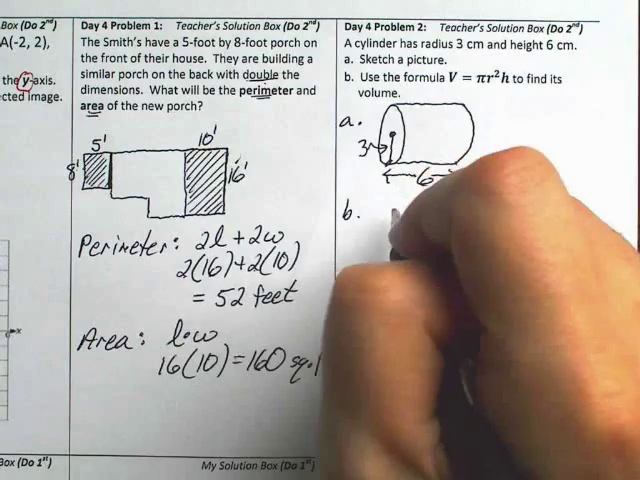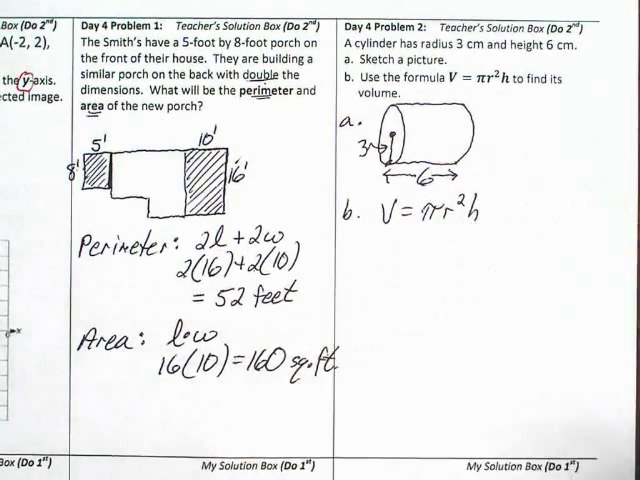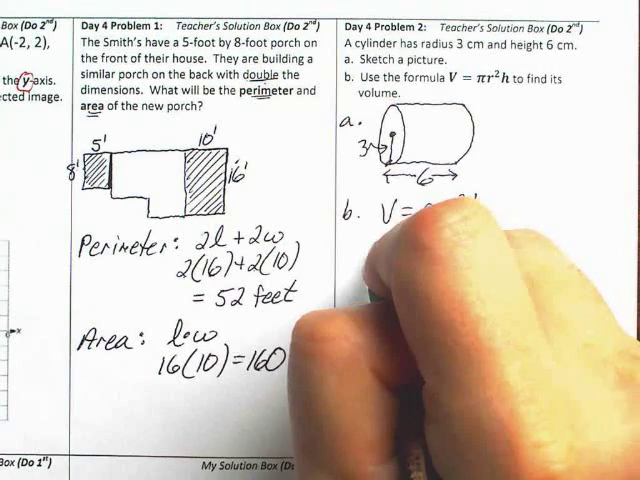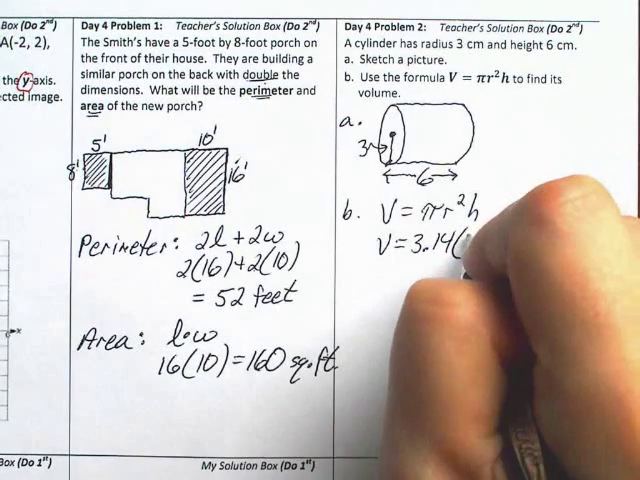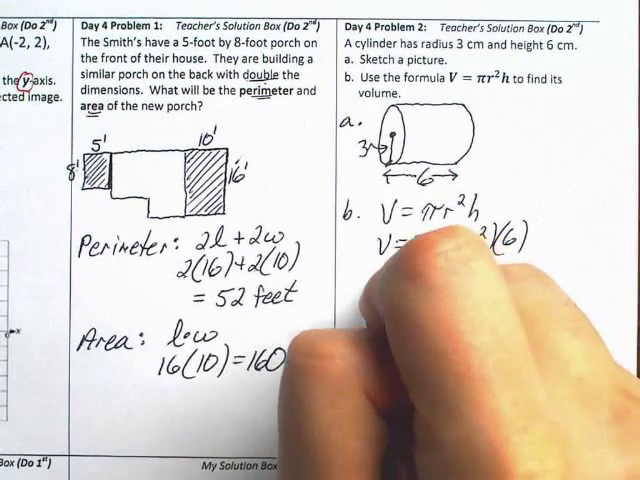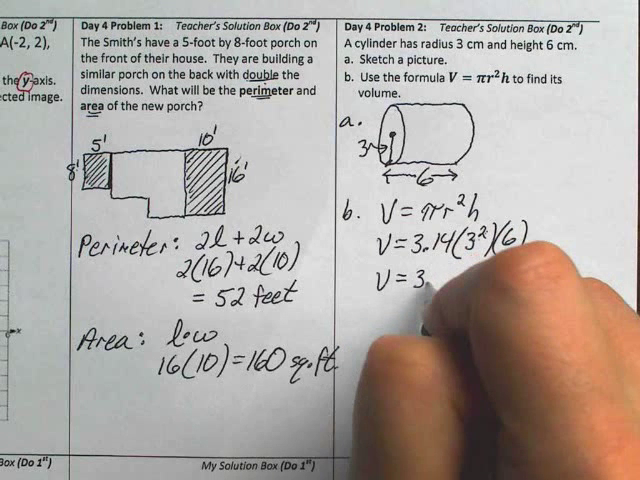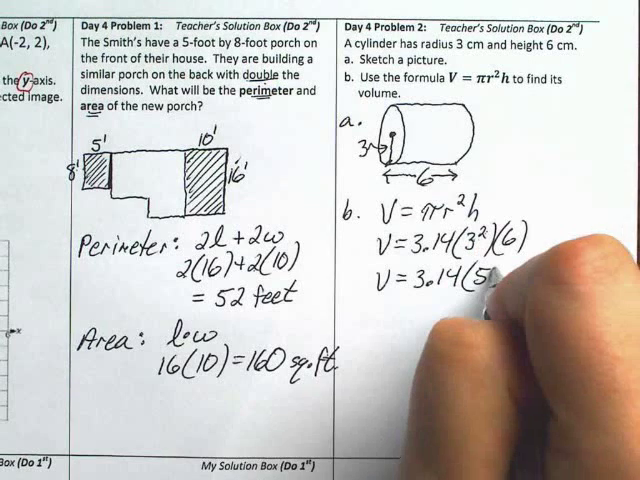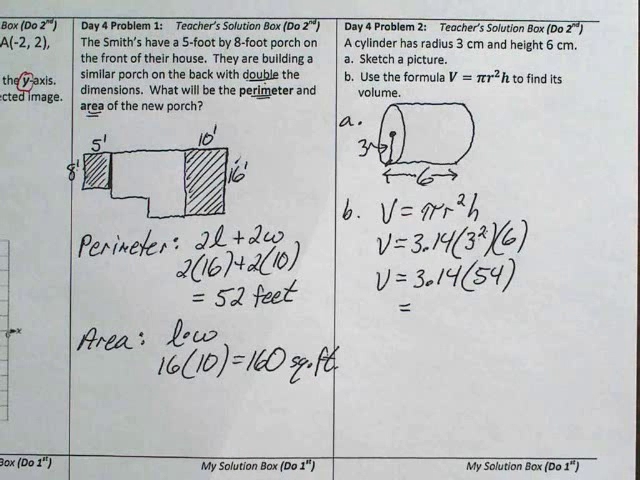Now in question B, use the formula V equals pi r squared h to find the volume of that cylinder. So for pi, let's substitute 3.14. For radius, substitute 3. And for height, substitute 6. 3 squared is 9. And 9 times 6 is 54. And so we have 3.14 times 54 that we need to figure out. So let's grab some scrap paper and find out 3.14 times 54.